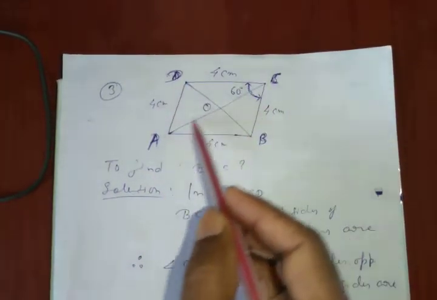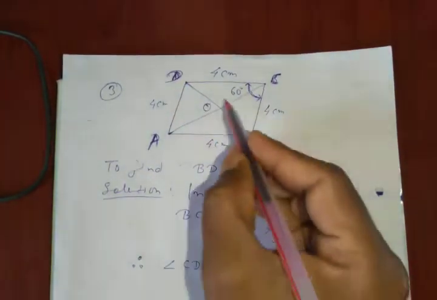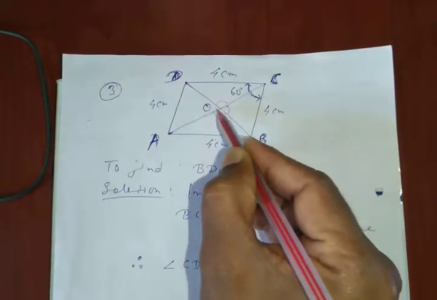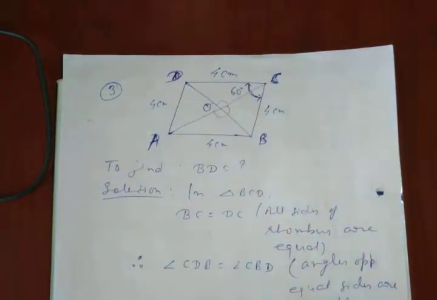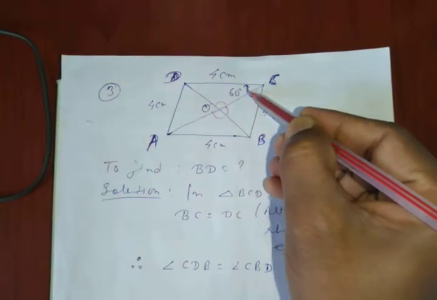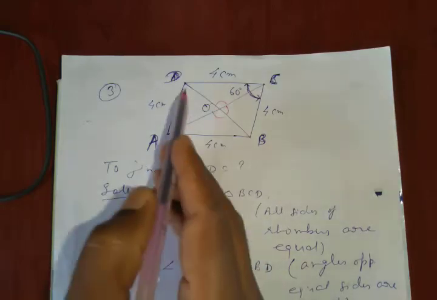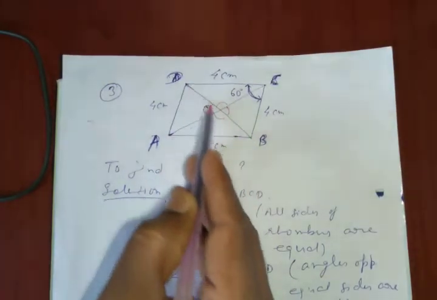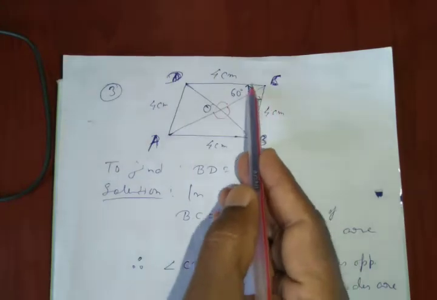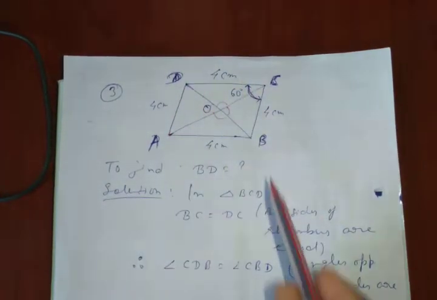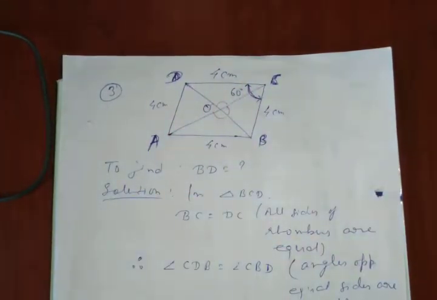The diagonals bisect each other at right angles, so these angles are equal to 90 degrees here. And in this, we are given this angle is 60 degrees, and then we have to find the length of the diagonal BD. We are given that the side of the rhombus is 4, so each side will be equal to 4 centimeter, and we have to find the length of diagonal BD here.